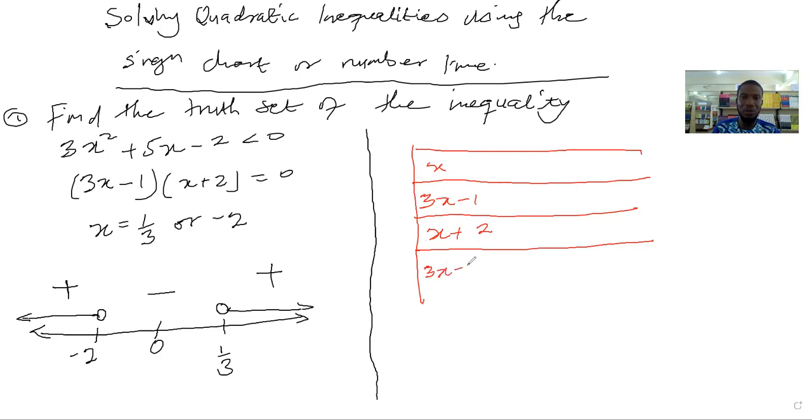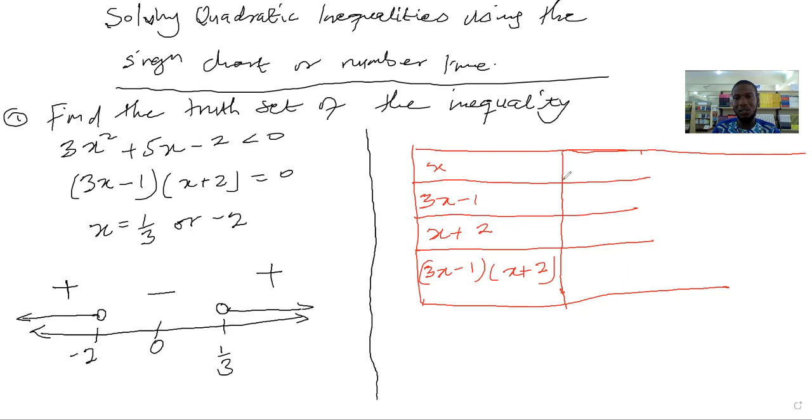So 3x minus 1, then x plus 2. So we are just fixing this, which is the same as this, into it to see which of them will satisfy the original inequality, meaning that it will be less than 0. And we all remember that numbers less than 0 are negative. So we'll see which of them will satisfy that. Then now we are going to test them. Let me just redo this well, reconnect my lines well.